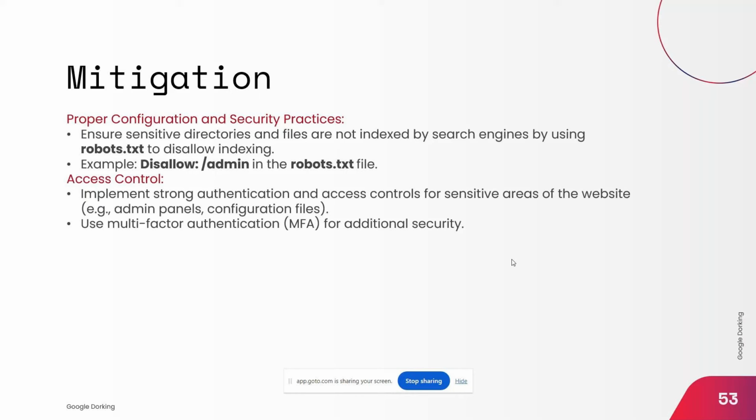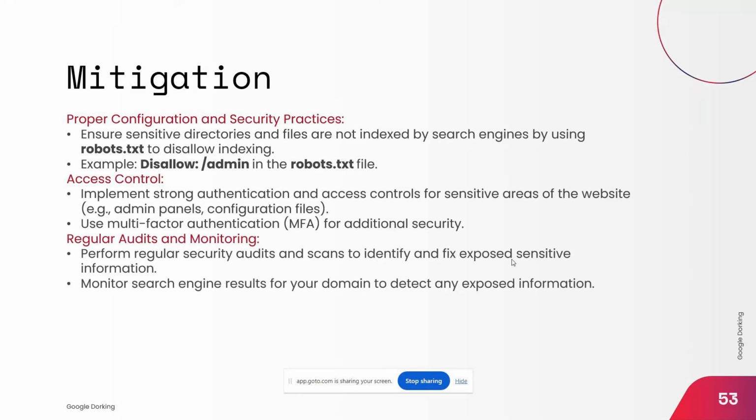Maybe internal, let's say now we have seen SSH keys and SSH configuration files. When someone is trying to access such things, it should give a pop-up to them: hey, prove yourself, who you are. Because of not having the authentication and access control mechanism, when it was open, we were able to access it. And we have to perform regular audits and monitoring, okay?